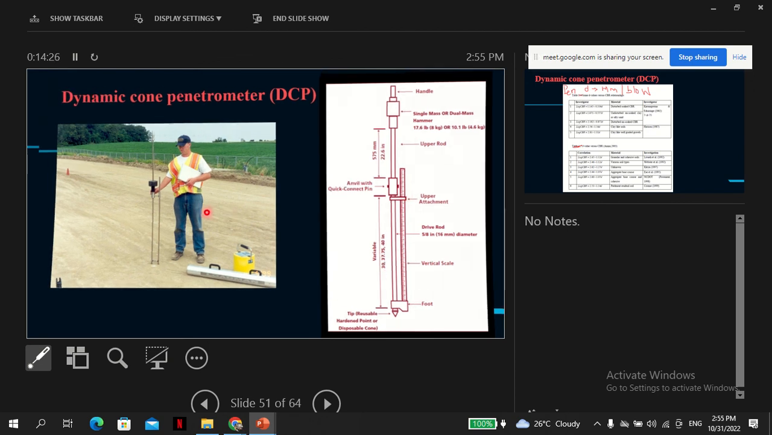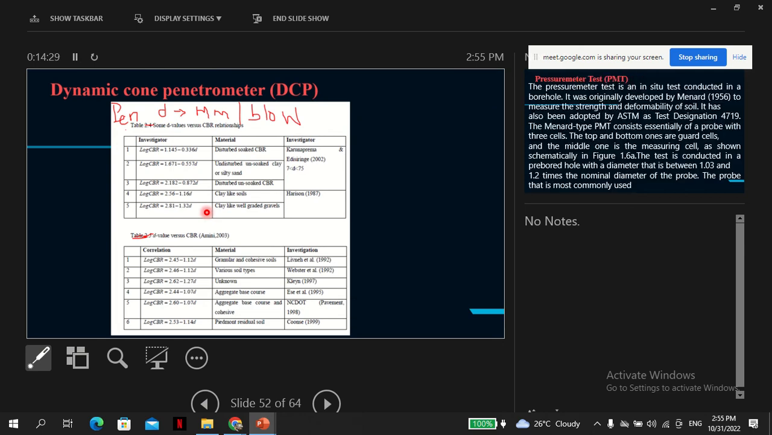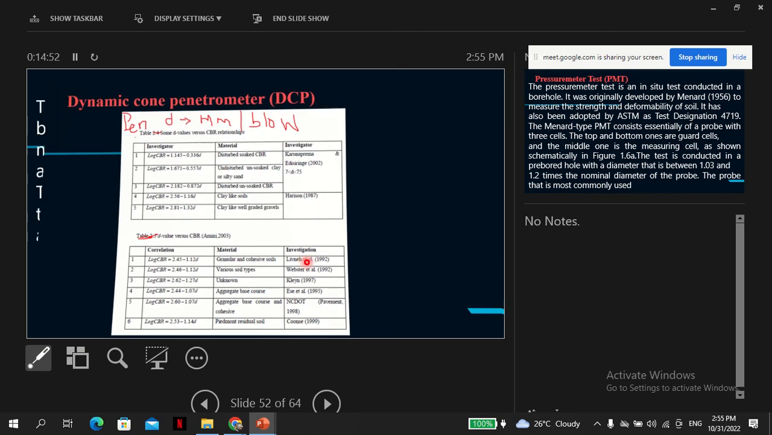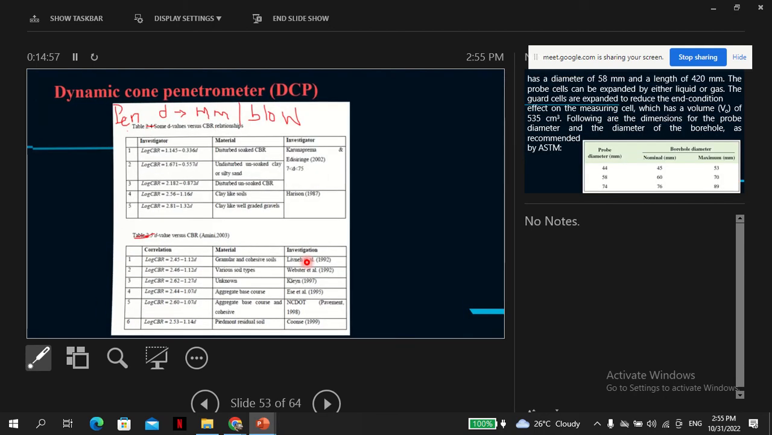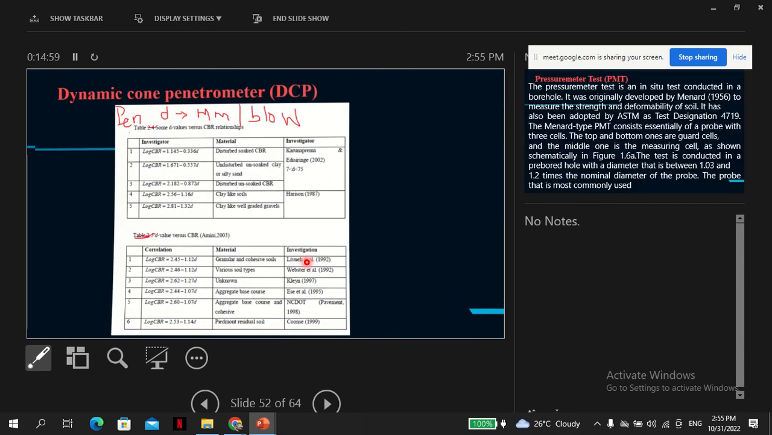This one is relatively portable. Actually, you can carry it. Of course, these are some correlations, but you can see they have a lot from highway people because they are the people who adopted it first. There's some relationship between the CBR and the penetration. These are some results and their sources just to show you the origin. So this is something briefly about the dynamic cone penetrometer test.